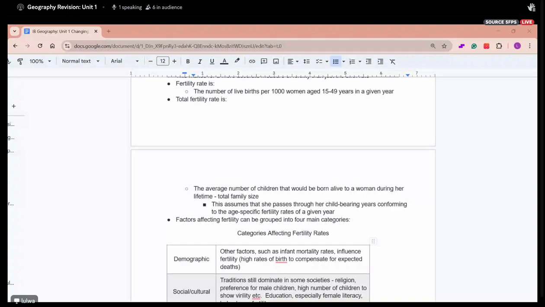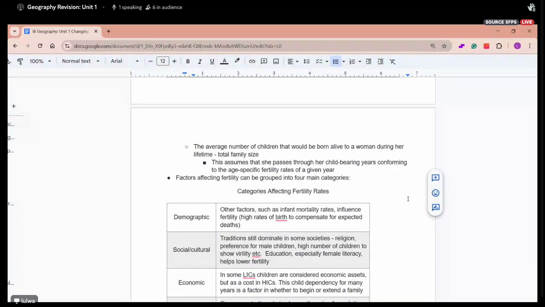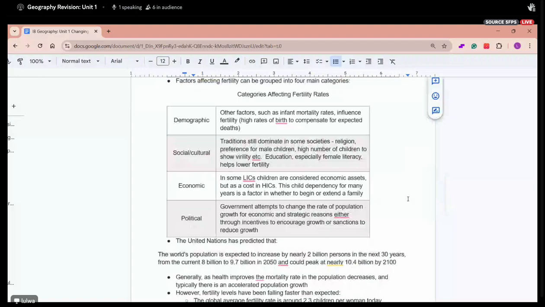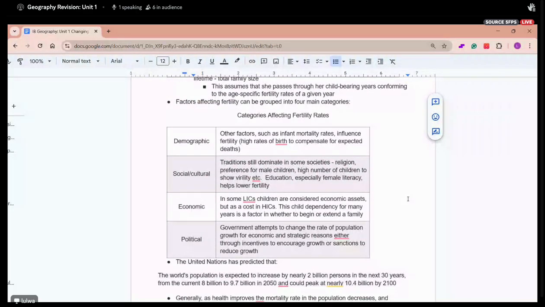And so here are factors affecting fertility rates. As you can see, you have demographic, again, think speed: demographic, social, economic, and political. So demographic is infant mortality rates, and those influence fertility. Sociocultural, you have traditions, religion, preference for male children, a high number of children to show virility, and education, especially female literacy, which helps. The increase in female literacy and women empowerment helps lower fertility.